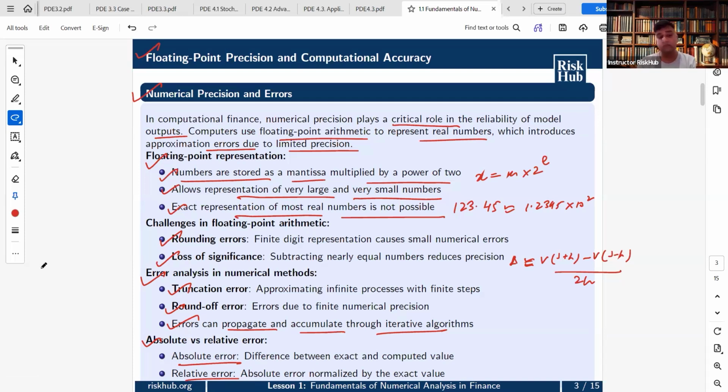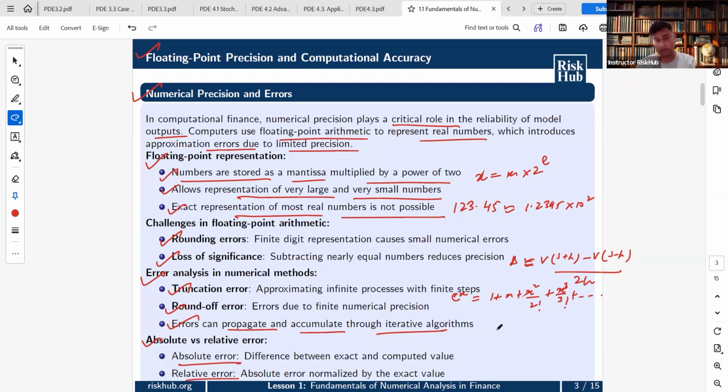For example, let's say we have the Taylor expansion, right? So e to the x is equal to 1 plus x plus x squared by 2 factorial plus x cubed by 3 factorial, and so on.